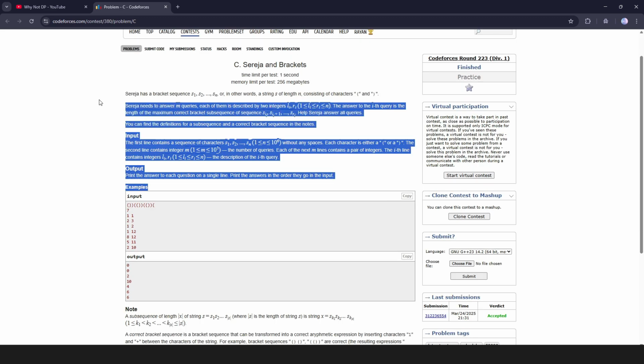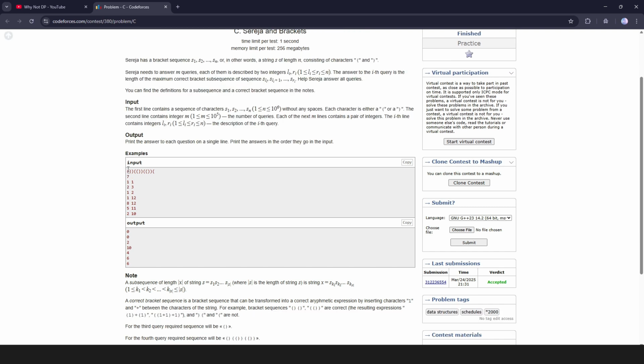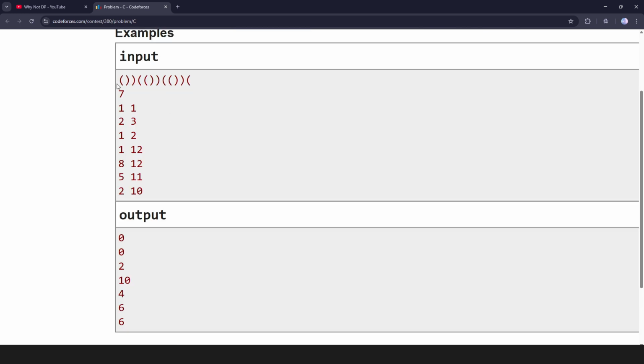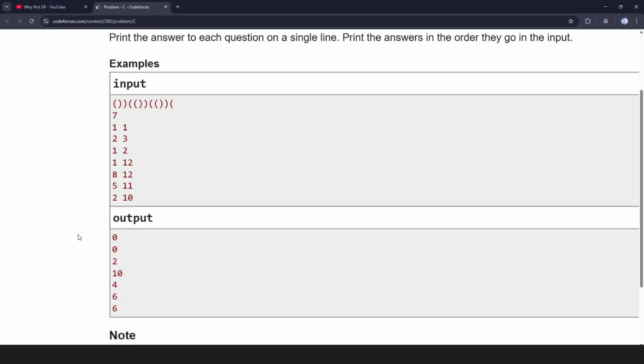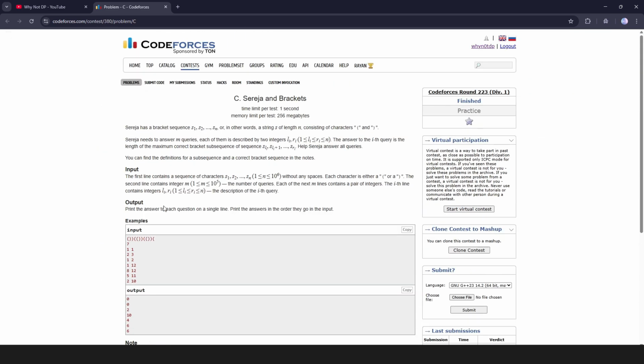So this is our question and this is the given example. We will discuss this example on the blackboard soon. Let me zoom in a bit so you can see better. As you can see, this is our given string that consists only of opening and closing brackets, and there are 7 queries given in this order, and for these 7 queries there are 7 outputs like this. We will first see how we can solve this problem, and also try to code the brute force approach if possible. After that we will come to the optimal approach that uses a segment tree.